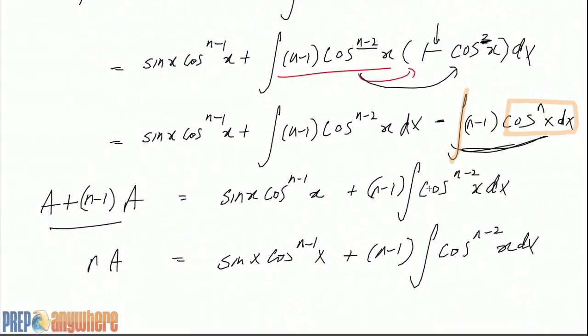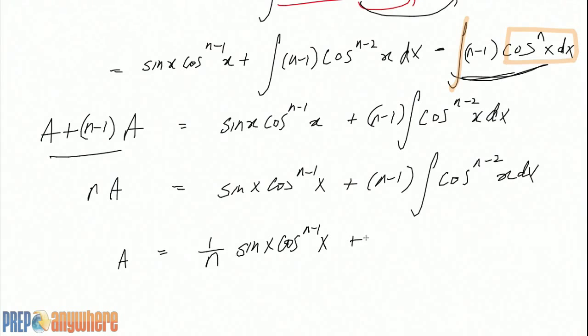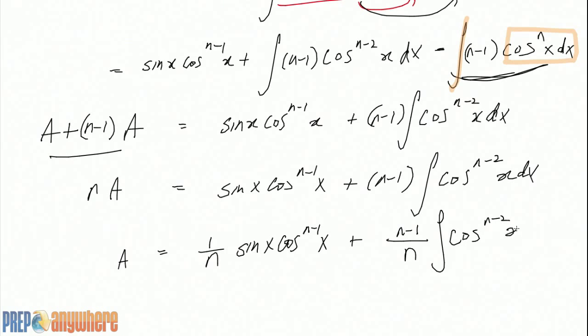Let's divide both sides by n. And then we get 1 over n sine x cosine n minus 1 x plus n minus 1 over n integral of cosine n minus 2 x dx, which is the formula that they wanted us to prove.